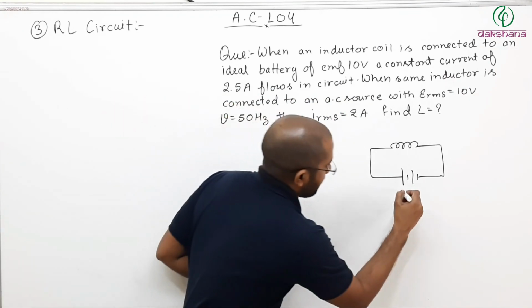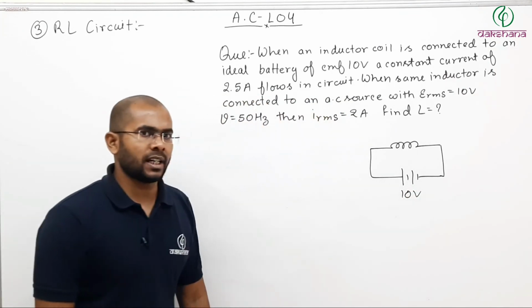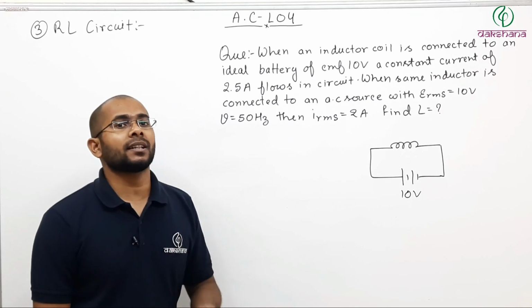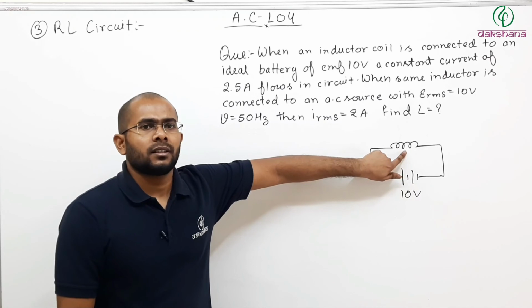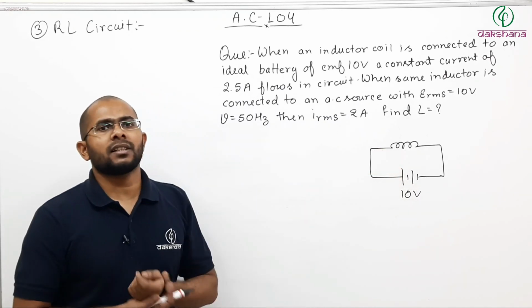So if the battery is ideal, what is the meaning of ideal battery? That there is no internal resistance of the battery. And if this is an inductor, so where is the resistance? How is the current flowing?